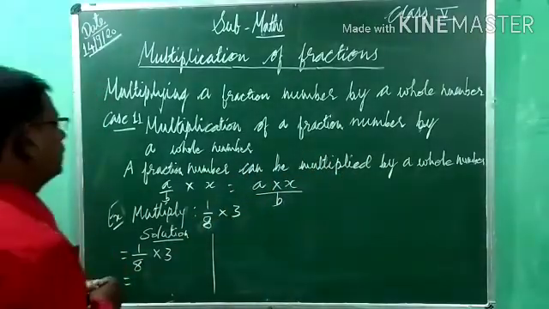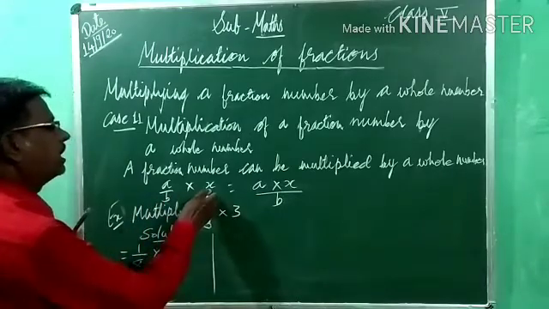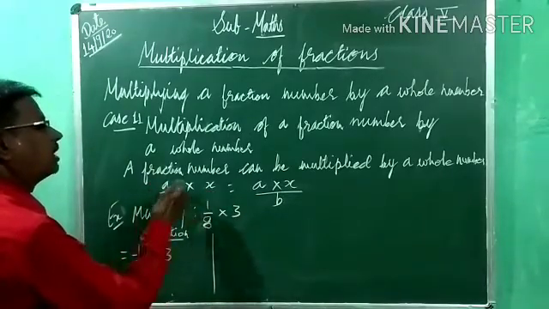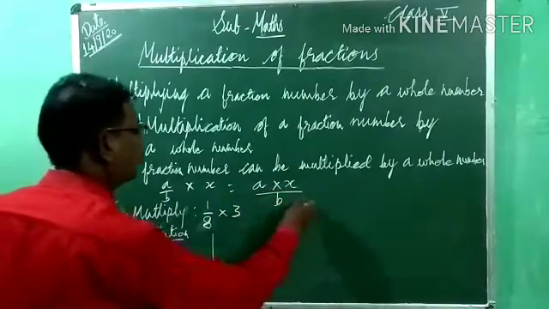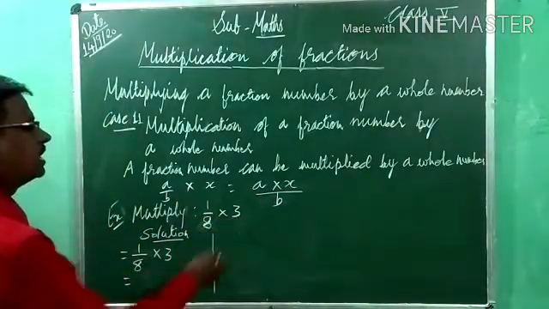How? Suppose a by b is a fraction and x is a whole number. Then just like that we have to do it: a into x, the whole divided by b. Understood? Now multiply: 1 by 8 is a fraction and 3 is a whole number.